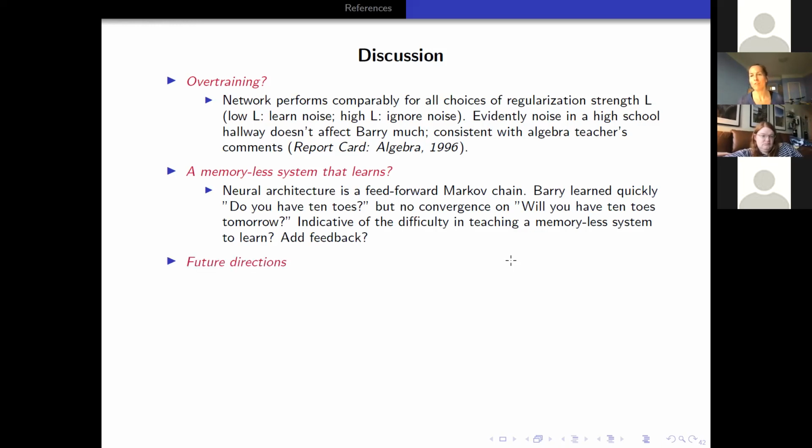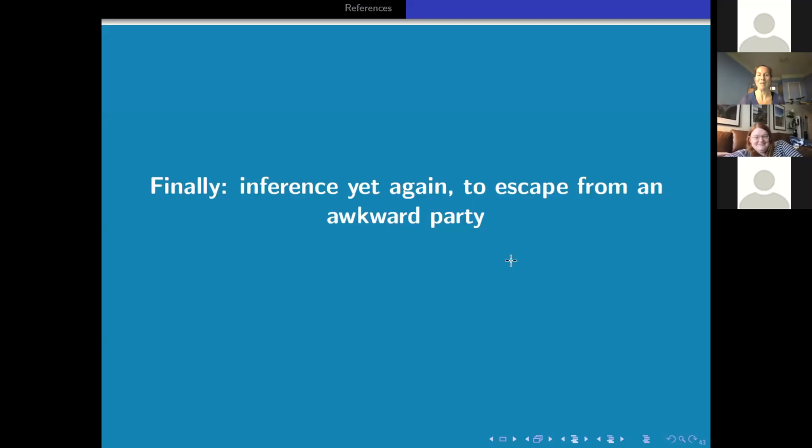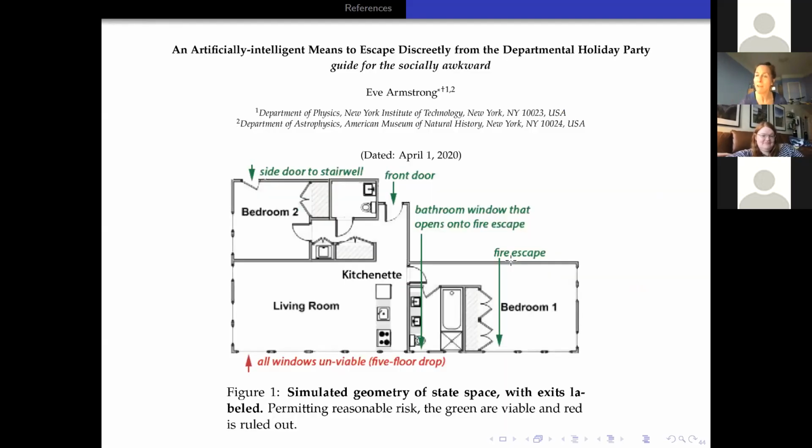Oh, and finally, future directions. I know a talk is always supposed to end on exciting future directions. But while the output of artificial neural networks does not necessarily provide the right answer, I am pretty enamored of this one. So I take it to be right, and I plan no future directions. I think I've crammed in quite enough already, but I did promise this in the title, and lest I be accused of false advertising, just one last slide.